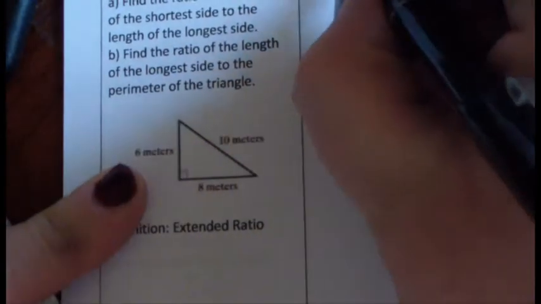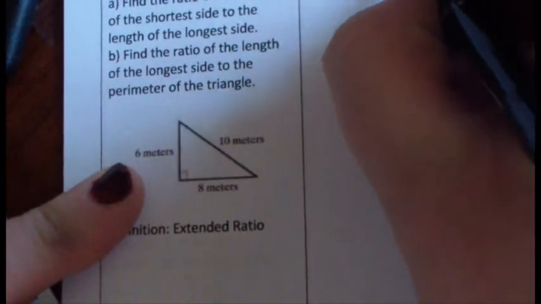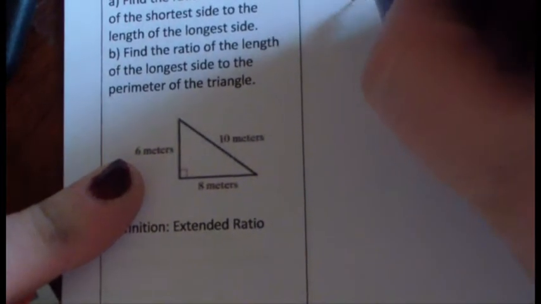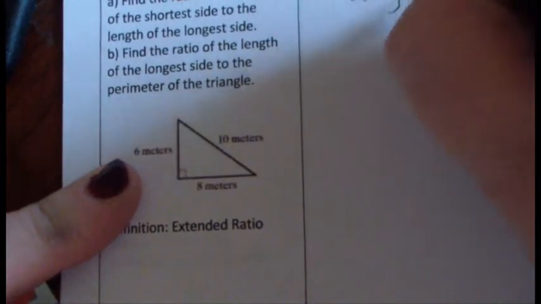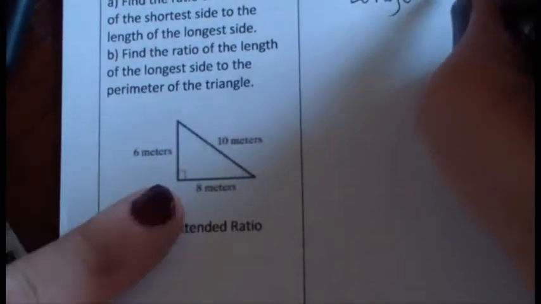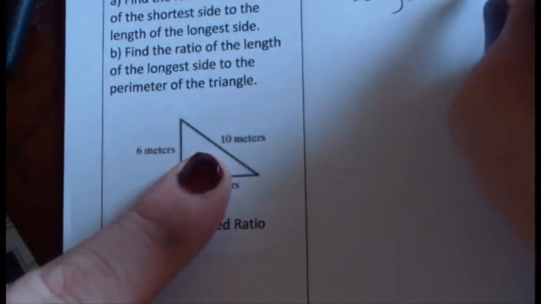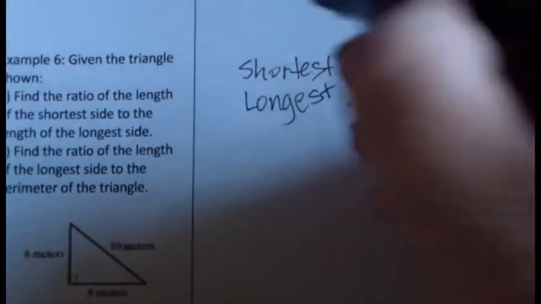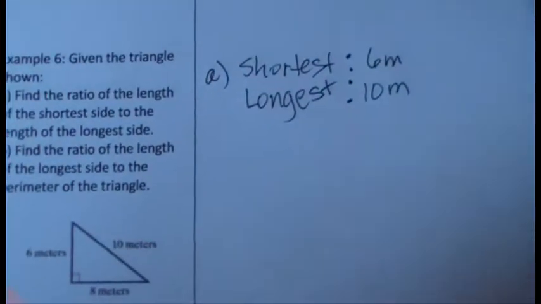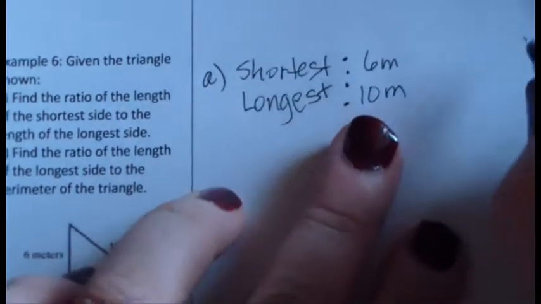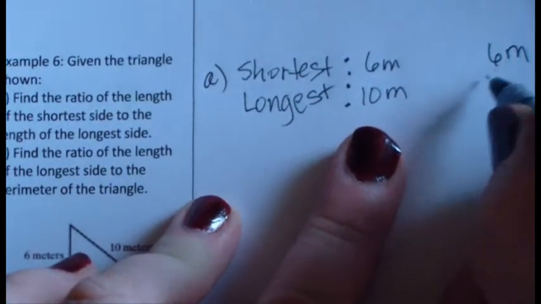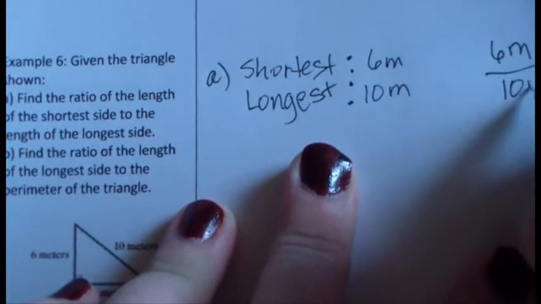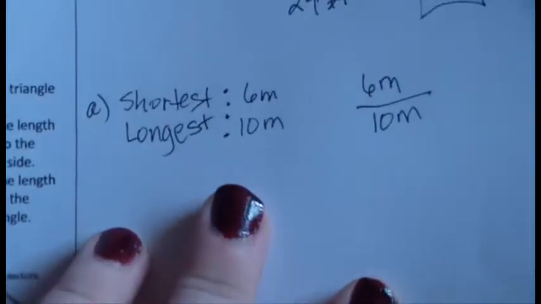So shortest side is going to be 6 meters. Longest side, it is a right triangle, so our hypotenuse is the longest side, which was 10 meters. So if we are doing the ratio of length of the shortest side, which is 6 meters, to the length of the longest side, which is 10 meters, you got 6 over 10.